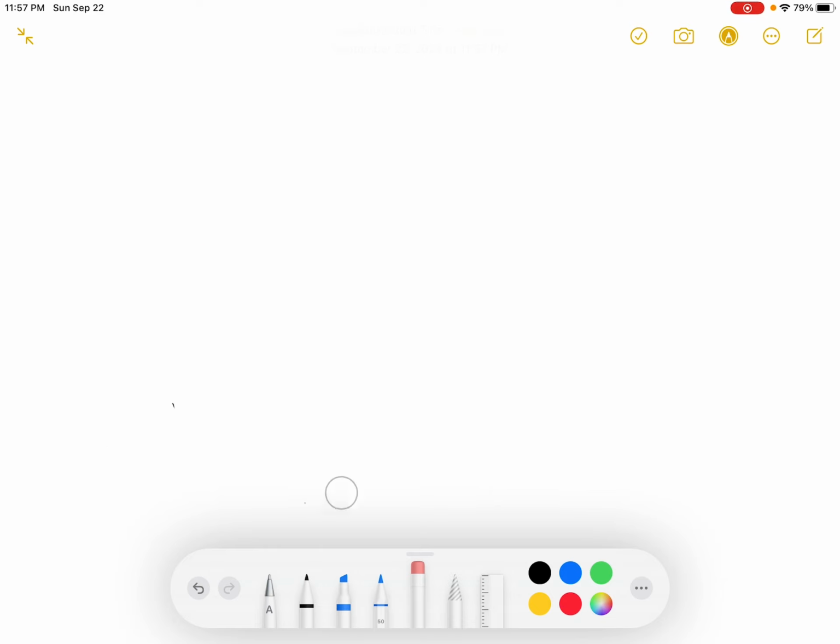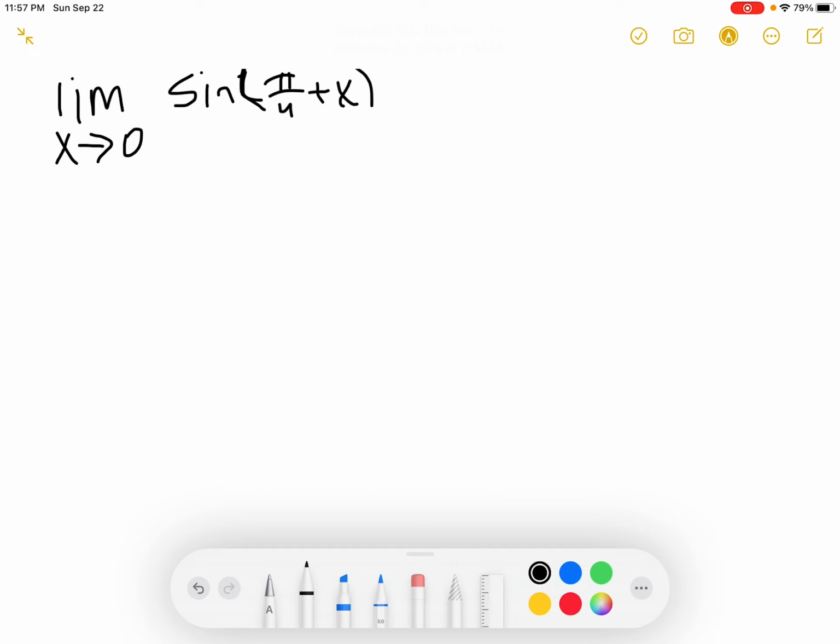Okay. We have one more example that we're going to do in this video. Limit as x goes to 0 of sine of, oh, I wrote it slightly too high, pi over 4 plus x times sine of 4x all divided by 4x.